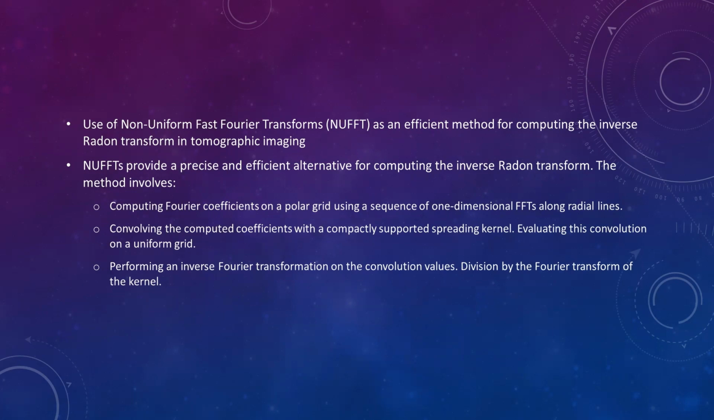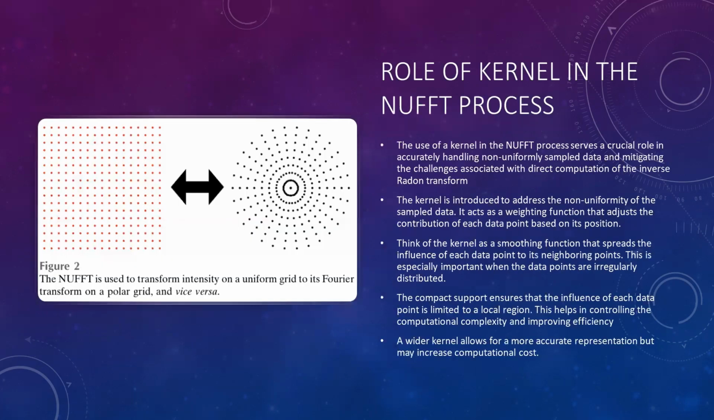And the third step is performing an inverse Fourier transformation on the convolution values and then dividing them by the Fourier transform of the kernel. So this is the basic process of the NUFFT approach. And now we'll see the role of the kernel in the NUFFT process.